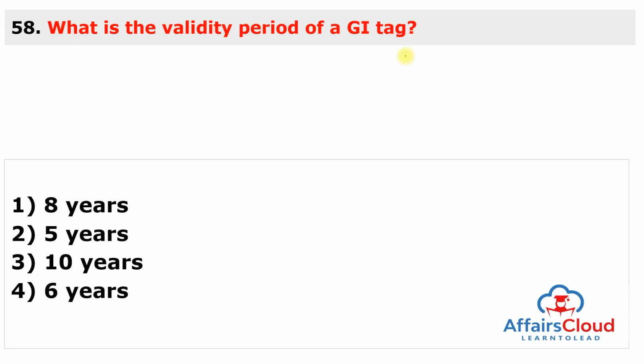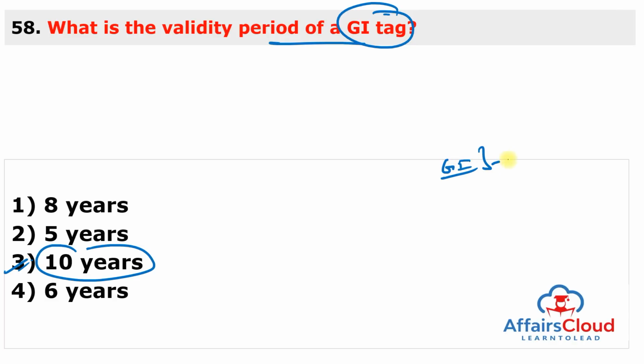The next question is, what is the validity period of a geographical indication tag? This is the third question in the video related to geographical indication tags, and the validity is 10 years. The answer to this question is 3. So a registered geographical indication tag shall be valid for 10 years and can be renewed on payment of a renewal fee. Static question.